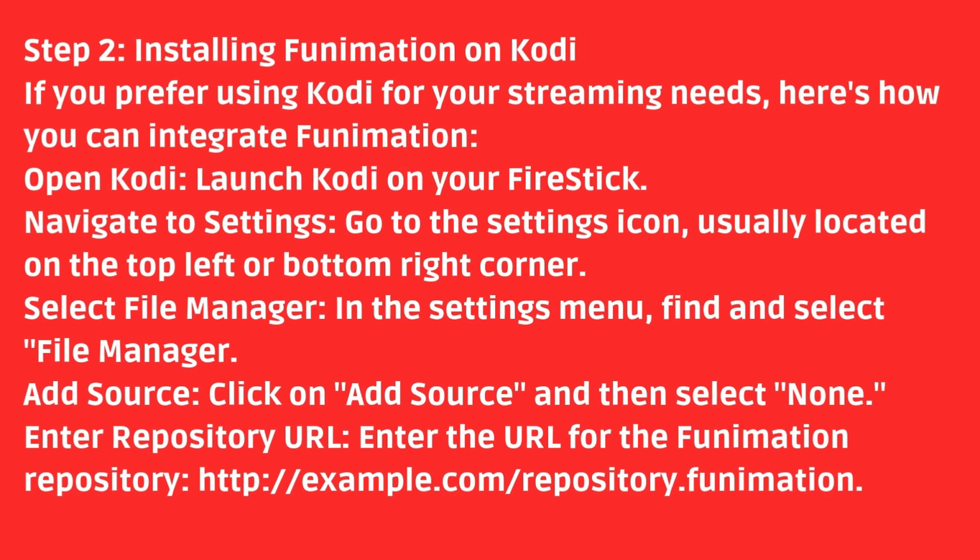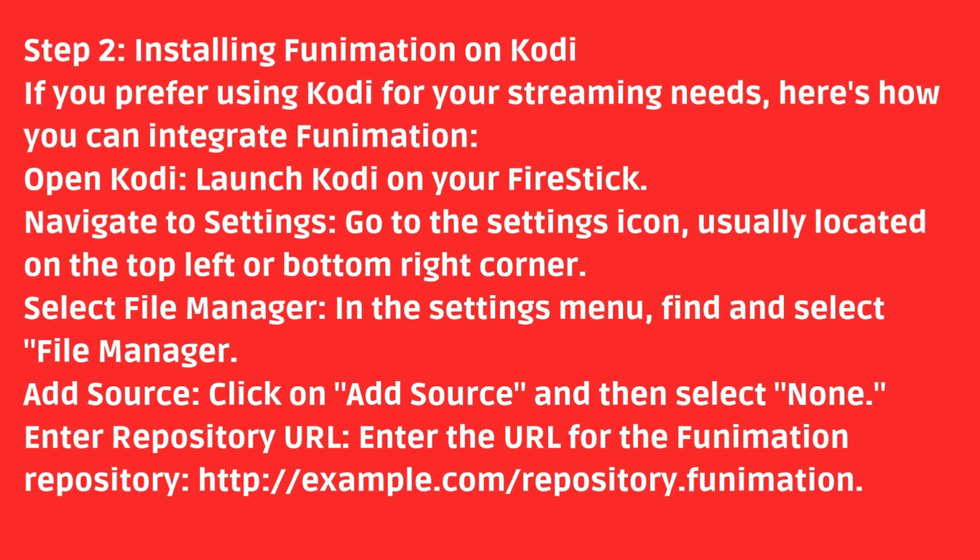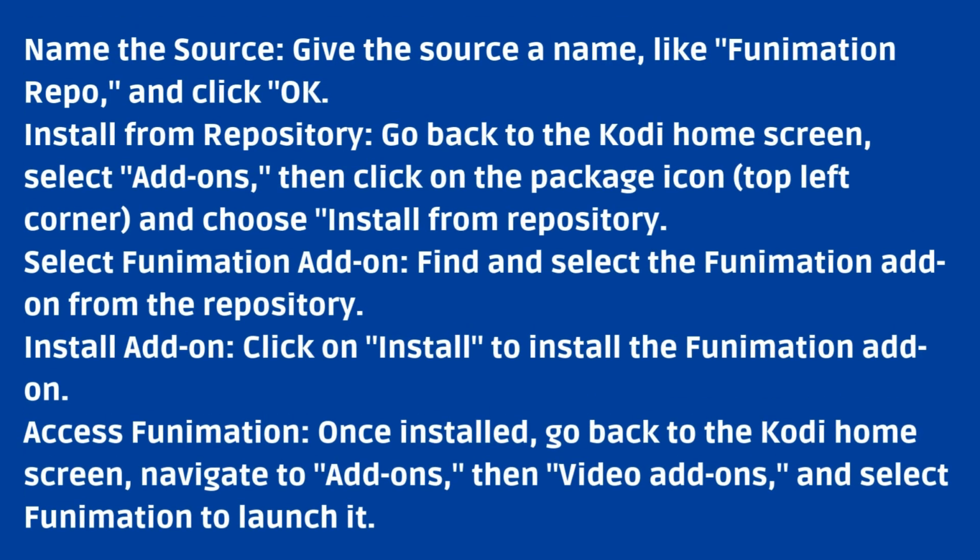Add Source. Click on Add Source and then select None. Enter repository URL. Enter the URL for the Funimation repository, hexample.com/repository.funimation. Name the source, give the source a name, like Funimation Repo, and click OK.